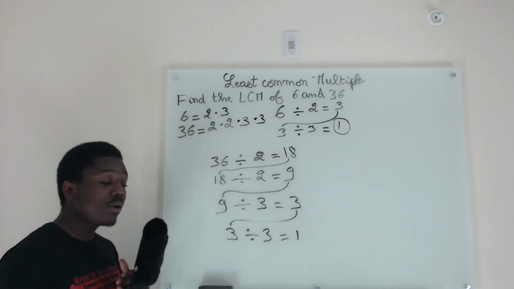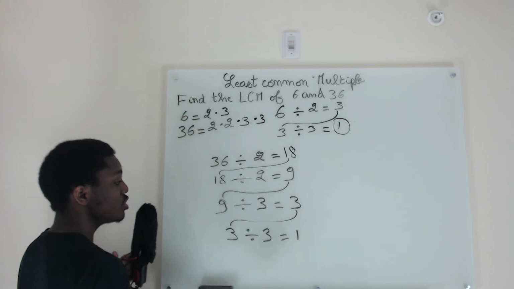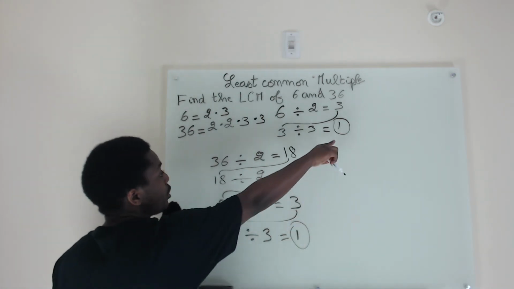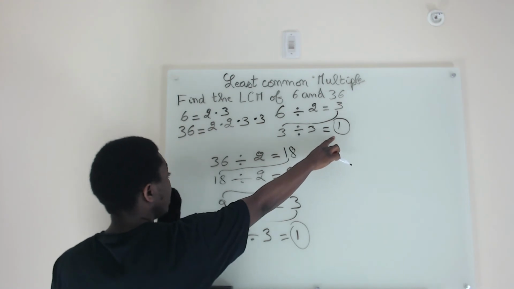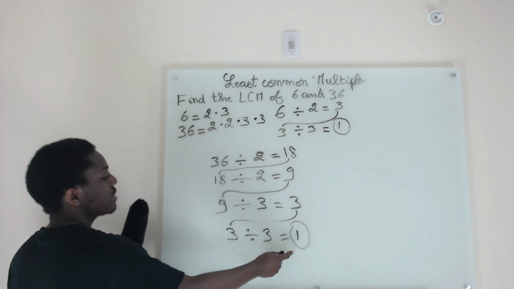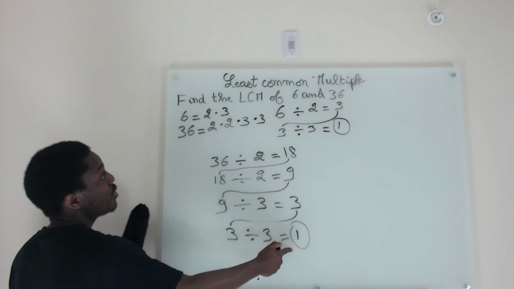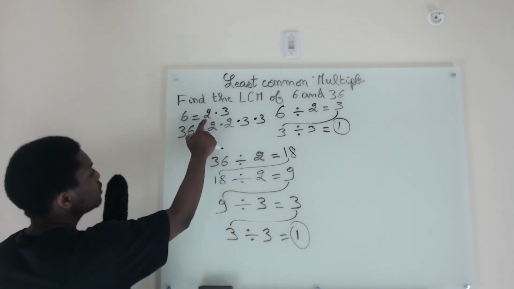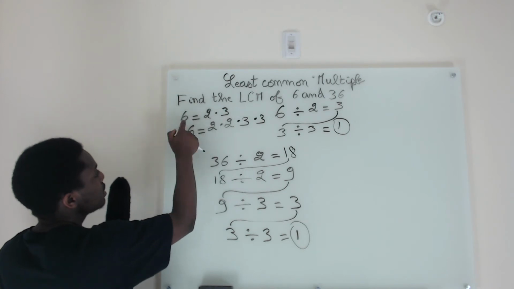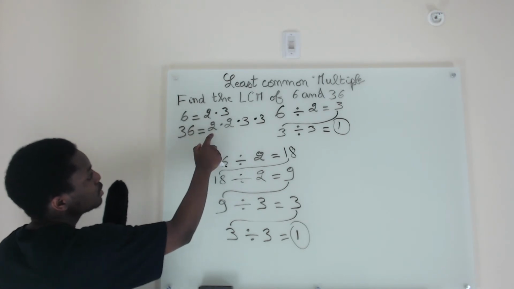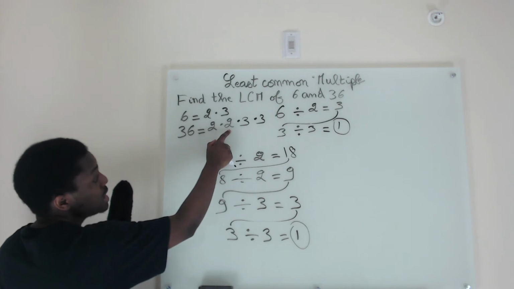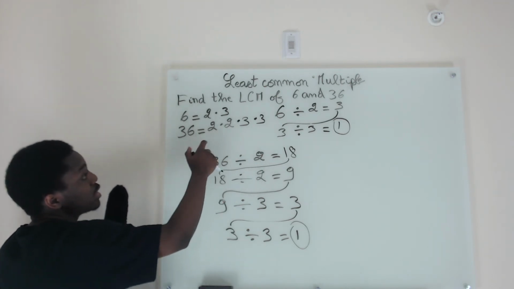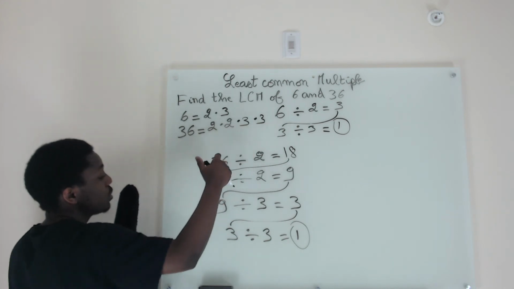Okay, so now I have to stop the division. Why? Because the answer is 1. So as you remember on the first one, as soon as we got the answer 1, we stopped the division. So in this case, we also got 1, so we ended the division. And if you multiply these two numbers, 2 times 3, you'll get 6. And here, if you multiply 2 times 2, which is 4, 4 times 3, which is 12, and 12 times 3, which is 36. So our prime factorization was right.